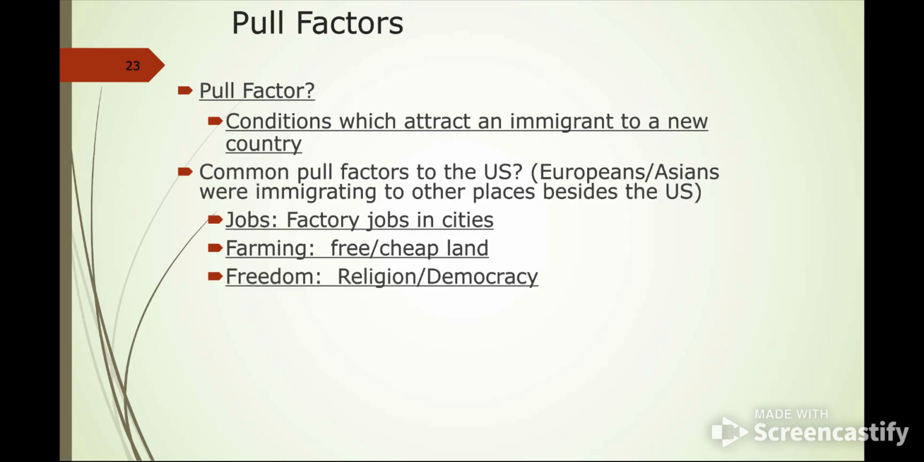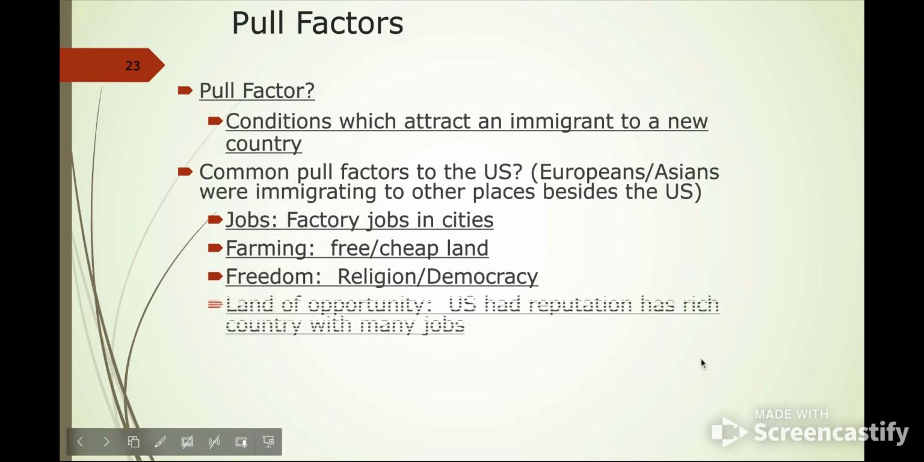Another reason immigrants were drawn to the United States was freedom. The United States has a pretty decent history of certain freedoms, religious freedom. We have the First Amendment, freedom of religion. We're a democracy. We have voting. We don't have kings and queens, things like that. So I'm not saying the United States is a perfect democracy, but compared to a lot of countries in the world during this time period, it was definitely more democratic than other places.